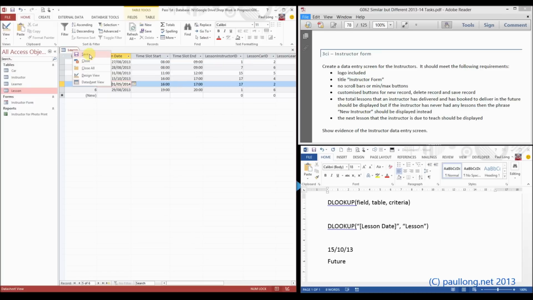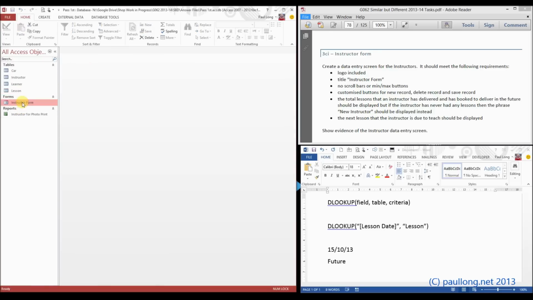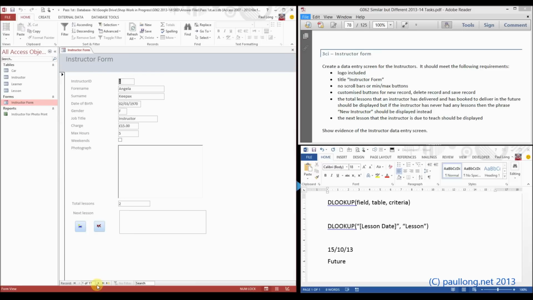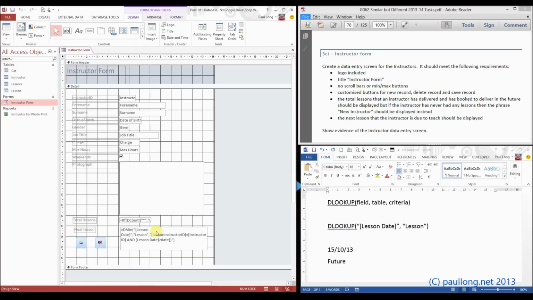Now I want you to have a think about what should come up and what will actually come up. We've got the 15th of October and the 1st of May. It is 12:40 and we have a lesson at 4 o'clock. So our next lesson should be today's date at 4 o'clock. But actually it's coming up with the 1st of May 2014. The reason for this is because we said that the lesson date must be after today's date.